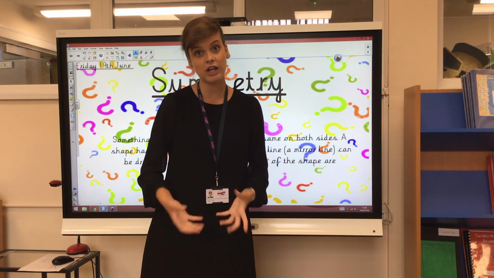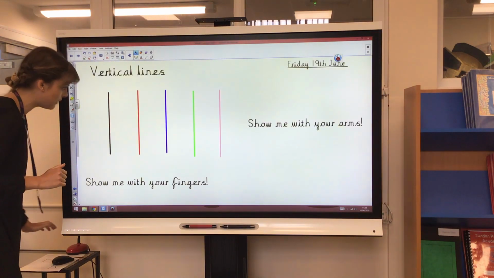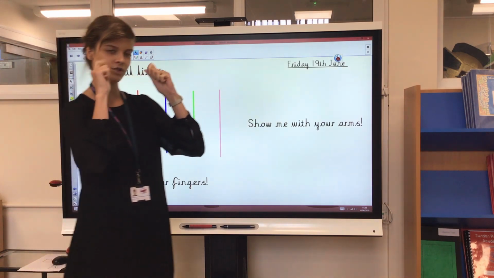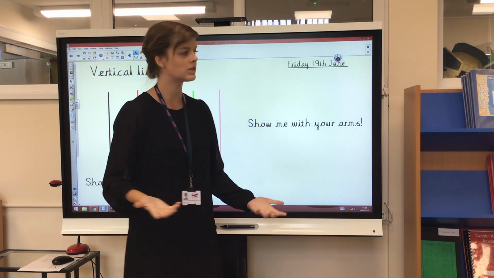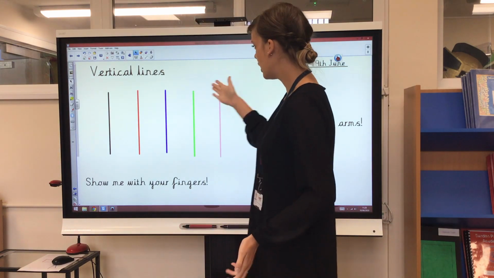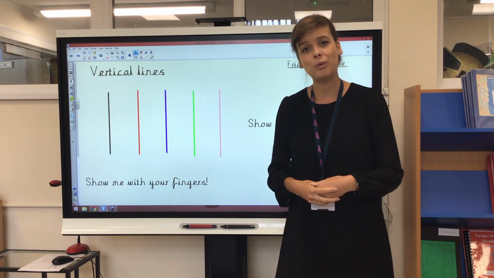But we are going to be looking at vertical lines of symmetry, remember. So please show me with your arms or with your fingers what a vertical line looks like. And I've got lots of these coloured lines here that again you've been looking at all week.